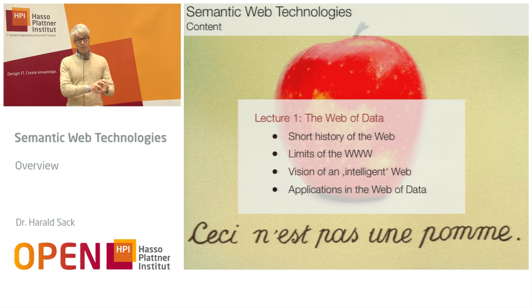What does it mean if semantics in the web will be made explicit? What can we do with it? How can we benefit from it? And we will have a look at applications in the World Wide Web.